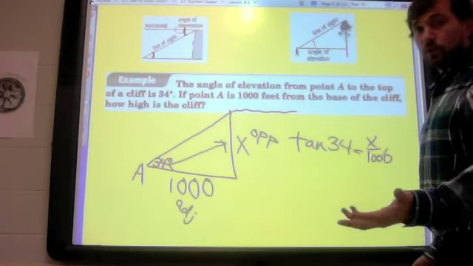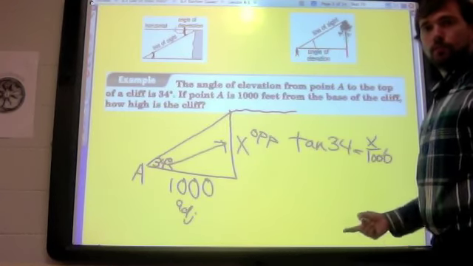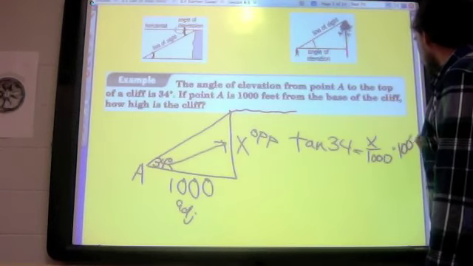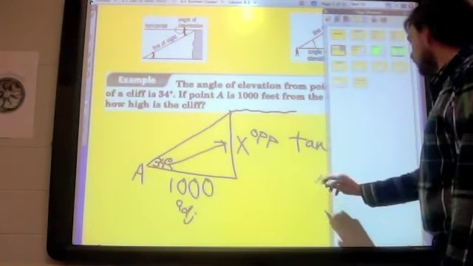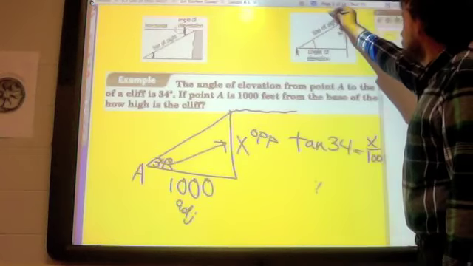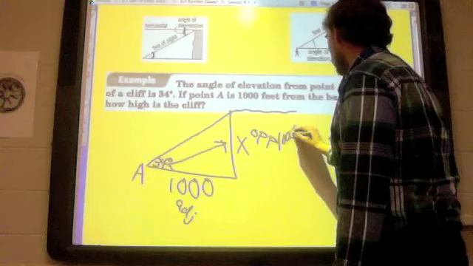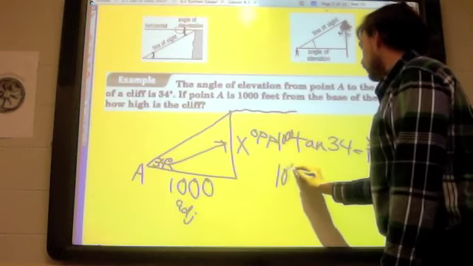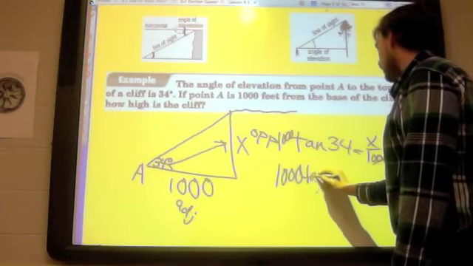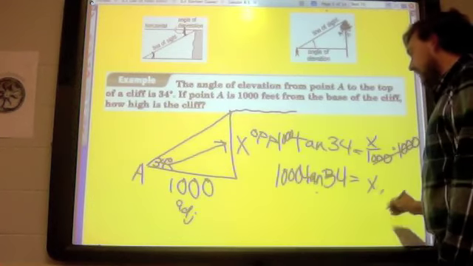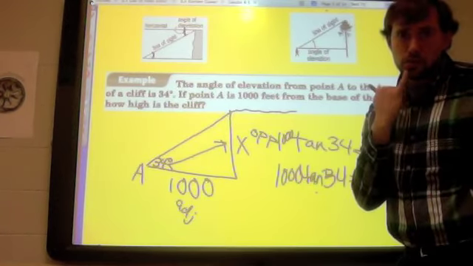What do I do? 1,000 is on the bottom? Boom. Multiply it on both sides, because that's what you do when something's on the bottom. Cross it out. You're left with 1,000 tan 34 equals x.